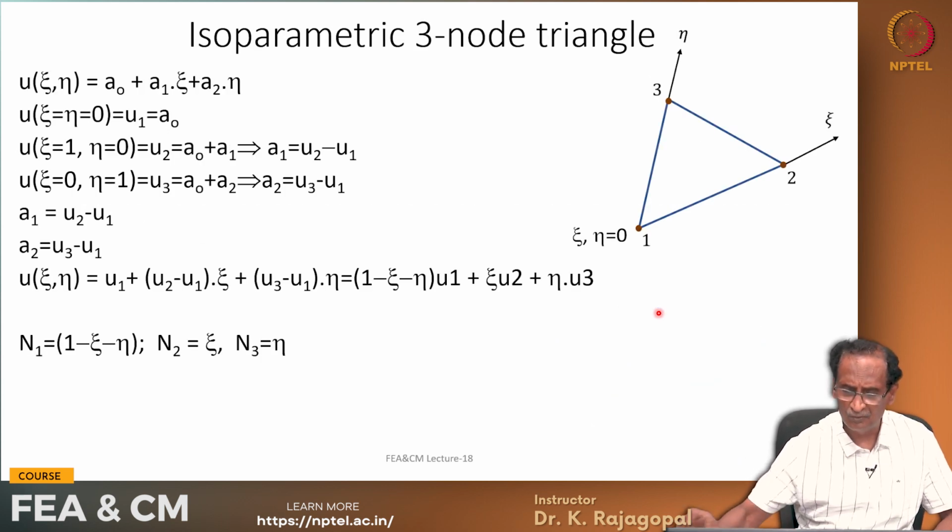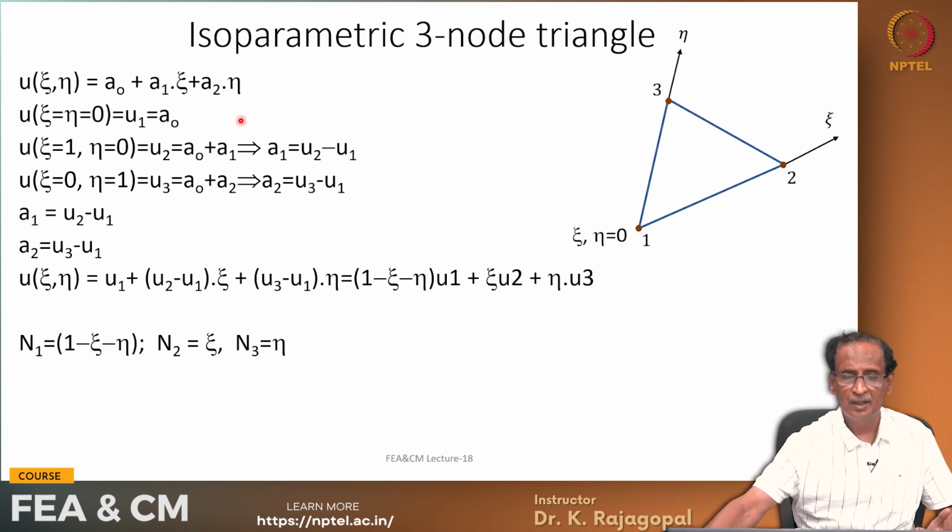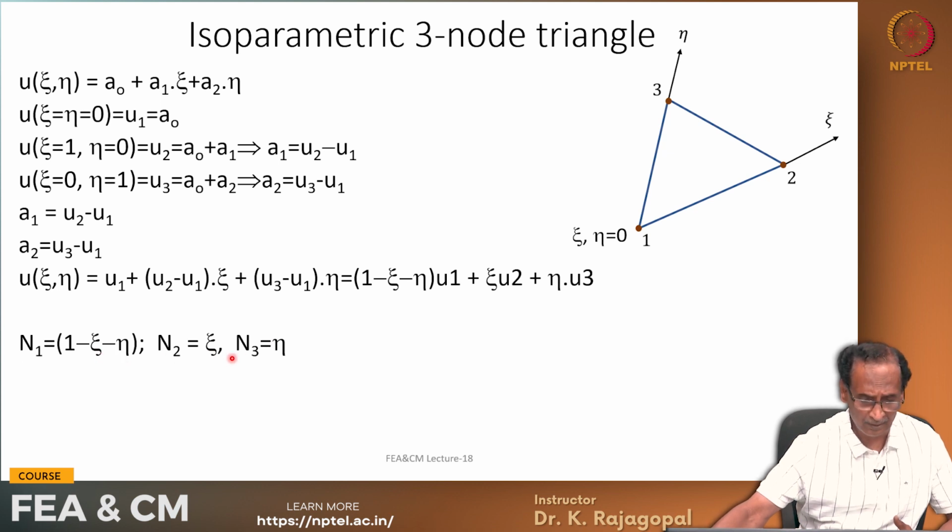We can get our shape functions in terms of the natural coordinates xi and eta using our conventional generalized coordinate method. Our u can be assumed as a0 plus a1 xi plus a2 eta, and when we go through the procedure and derive, we will see that N1 is 1 minus xi minus eta, N2 is xi, N3 is eta, and N1 plus N2 plus N3 is 1, because it is 1 minus xi minus eta plus xi plus eta.